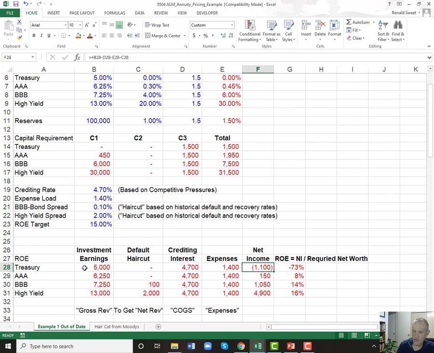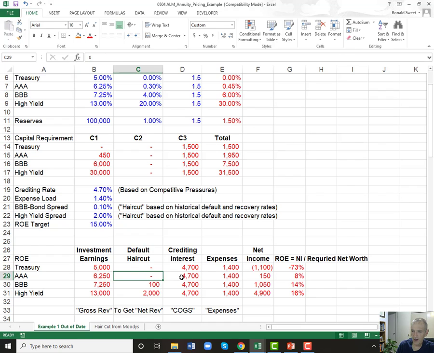So you can see with Treasuries, you cannot make money in the life insurance business if you buy Treasuries. Their yields are just way too low, especially now. So your return on equity, you just take your net income, divide it by your capital requirement. Your capital requirement is really small for Treasuries, but that doesn't matter because you're losing money. Now, if we do AAA securities, we'll make 6.25% times $100,000. We'll make that.